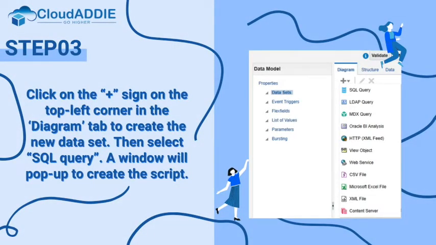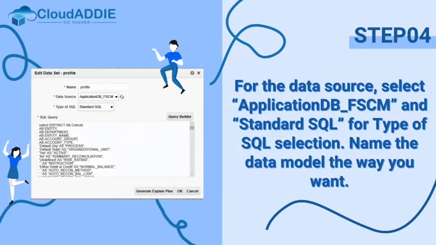Click on the plus sign on the top left corner of the Diagram tab to create the new dataset. Then select SQL Query. A window will pop up to create the script. For the data source, select application DB_FSCM and standard SQL for the type of SQL selection. Name the data model the way you want.